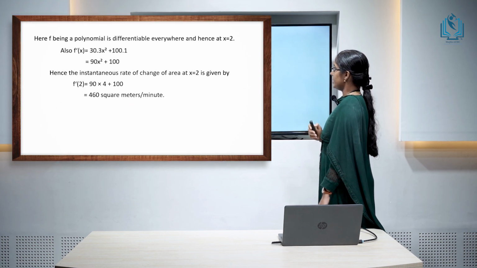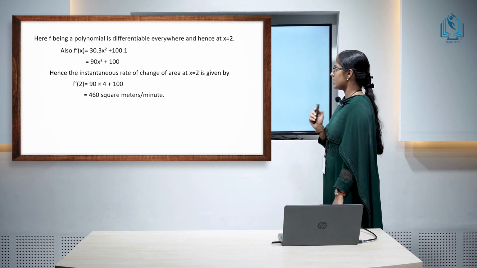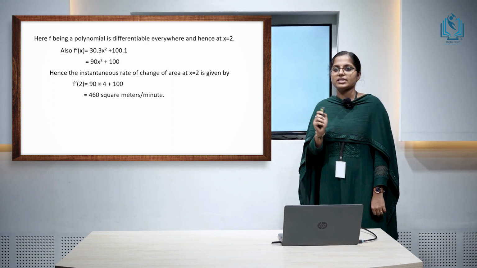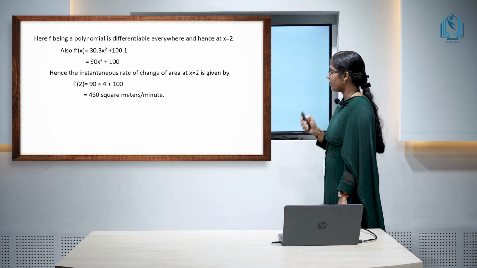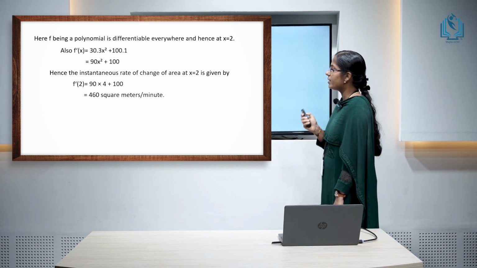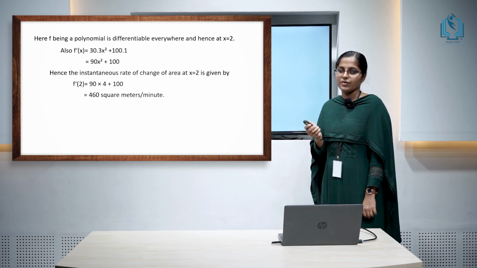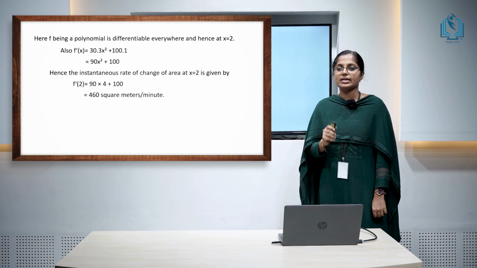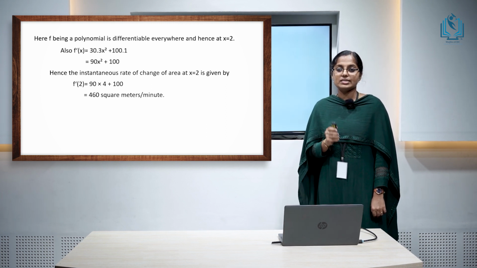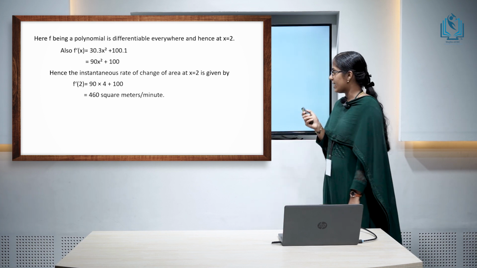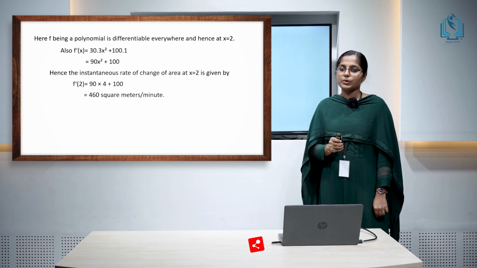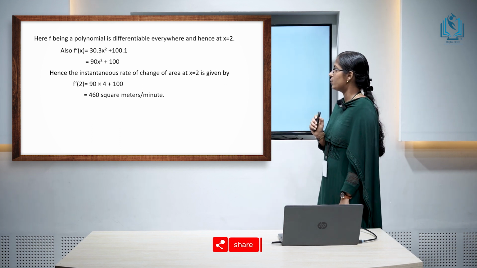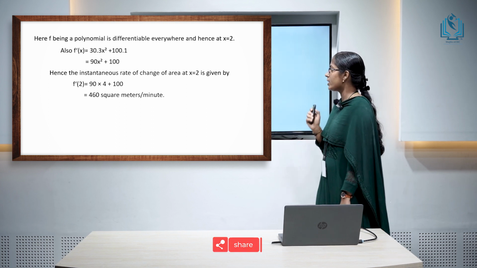What is the instantaneous rate of change? For the instantaneous rate of change, at x equal to 2, we find f dash of 2. We already have the formula y is equal to f of x is equal to 30x cube plus 100x. First, we find the derivative of f of x. That is, f dash of x is equal to 90x square plus 100. Then we put x equal to 2 in f dash of x. Therefore, we get f dash of 2 equal to 460 square meters per minute.